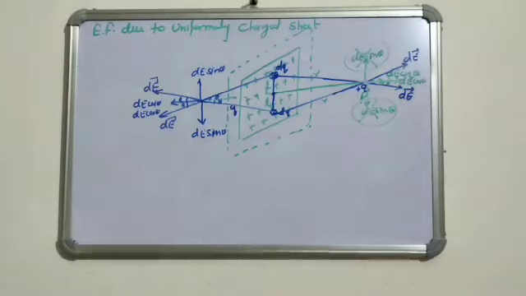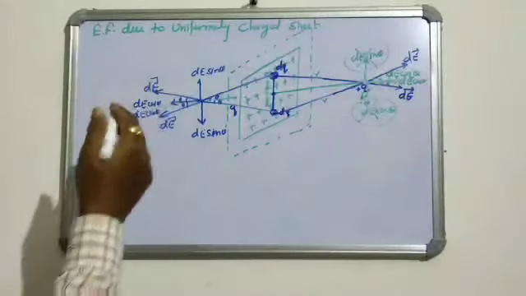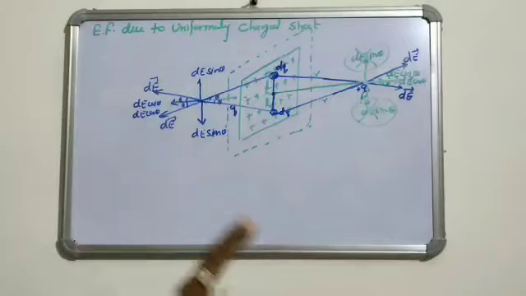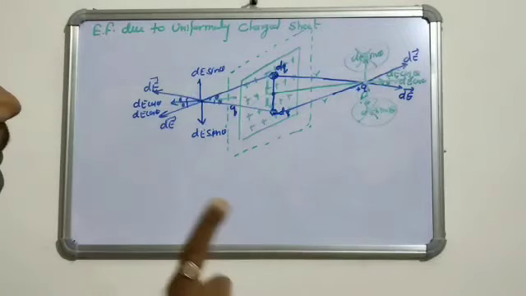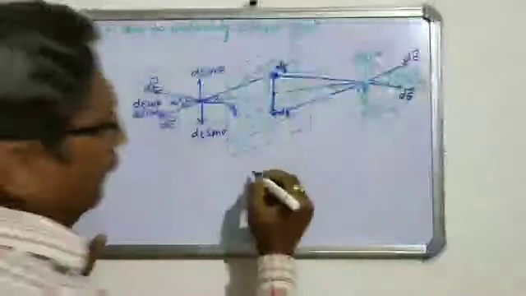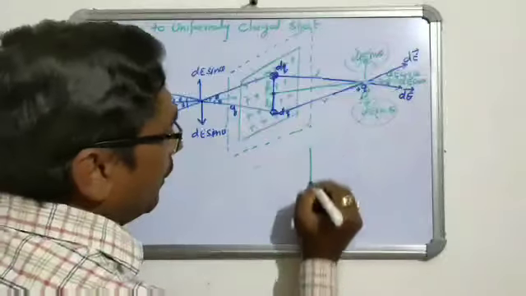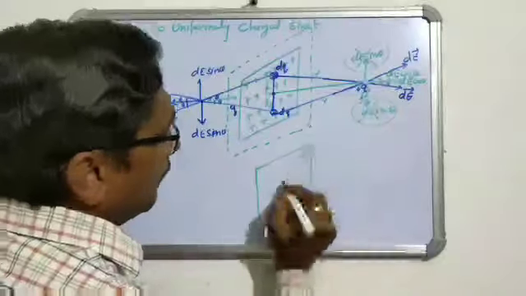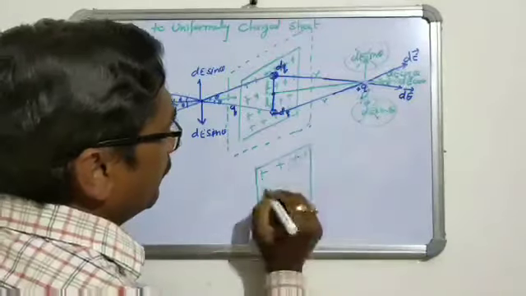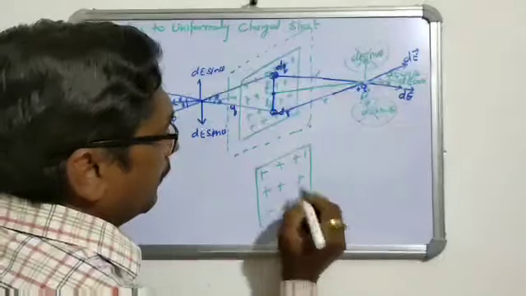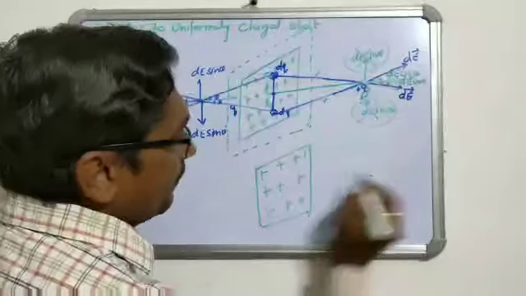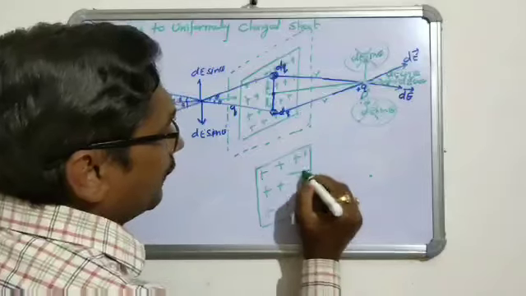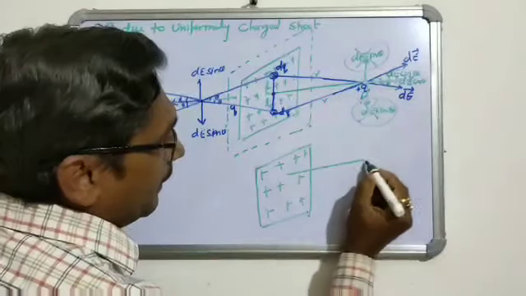So finally, we can draw a Gaussian surface, because we are studying the electric field due to a uniformly charged sheet by using Gauss's law. So we can draw a closed Gaussian surface. The charge is positive, and this is the observation point P. It is a cylindrical surface.